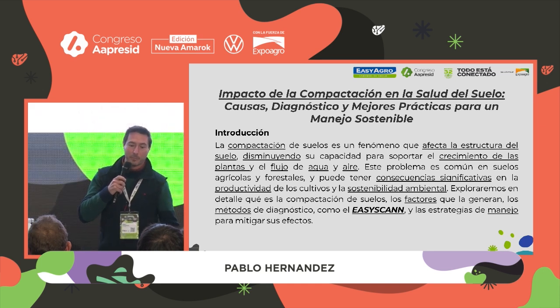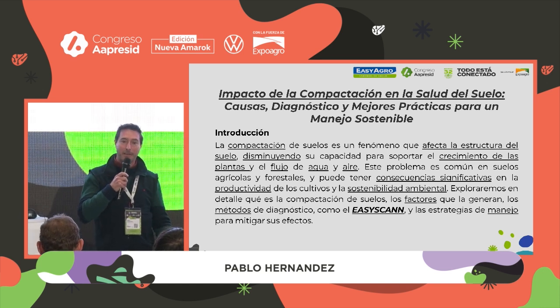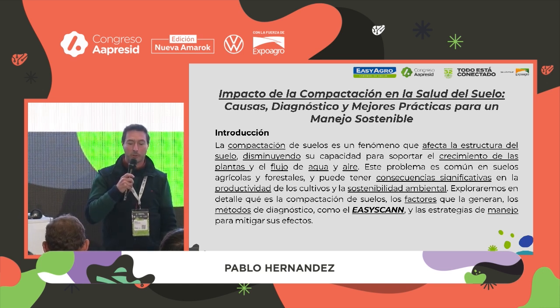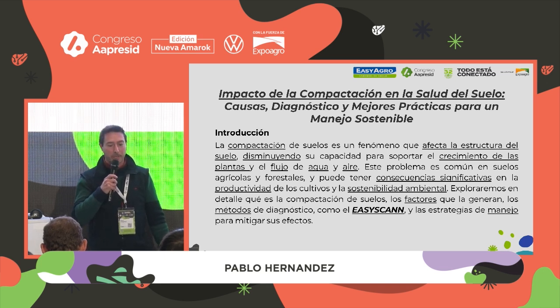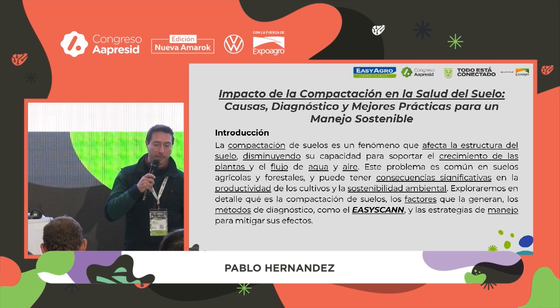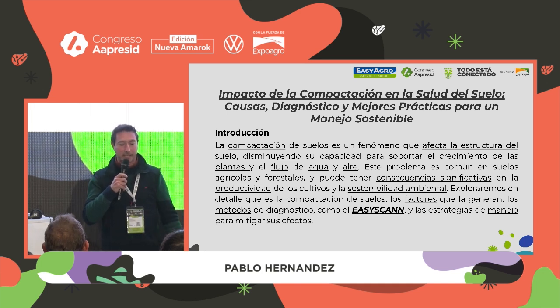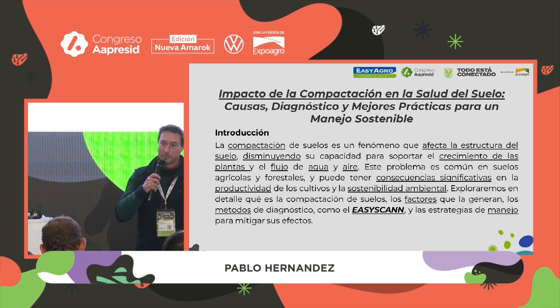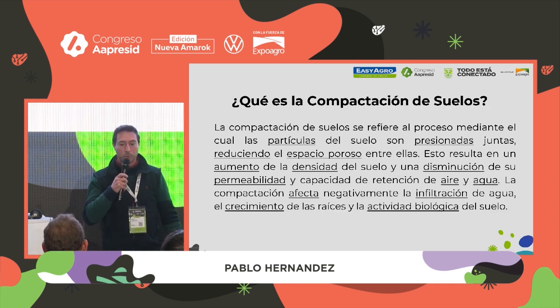Compacting, with the diagnosis and best practices for sustainable management, is a phenomenon that affects the structure of the soil by diminishing its capacity to bear the growth of plants and the flow of water and air. It is a common problem in agricultural and forest lands, and it can have significant consequences in the productivity of crops and environmental sustainability. We're going to see what it is, the factors that generate it, the methods for diagnosis, especially the EM scan method, and the strategies for mitigation of these effects.